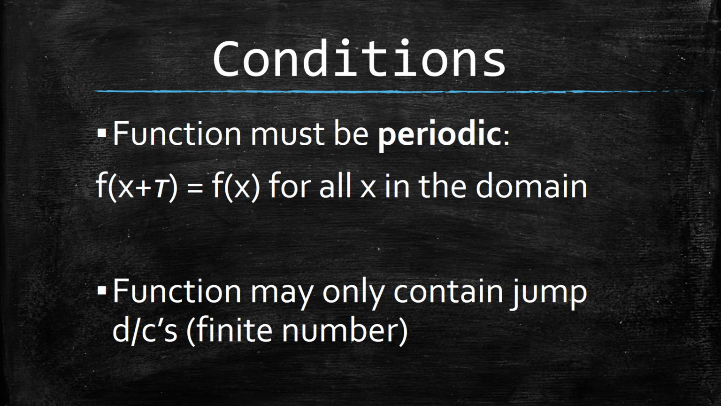So you're probably wondering why we would ever use any other method to approximate a series. There are a few conditions the function being approximated must follow. The function must be periodic, therefore f of x plus T must be equal to f of x for all x in the domain, and the function may only contain jump discontinuities in which there is a finite number of them.